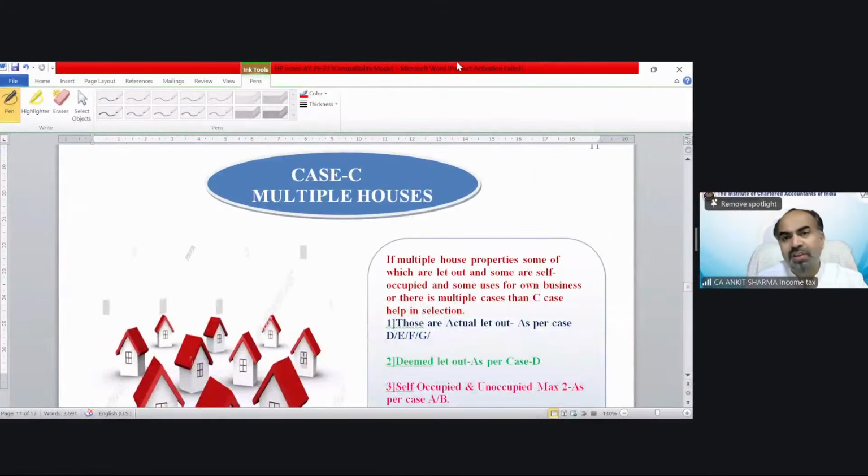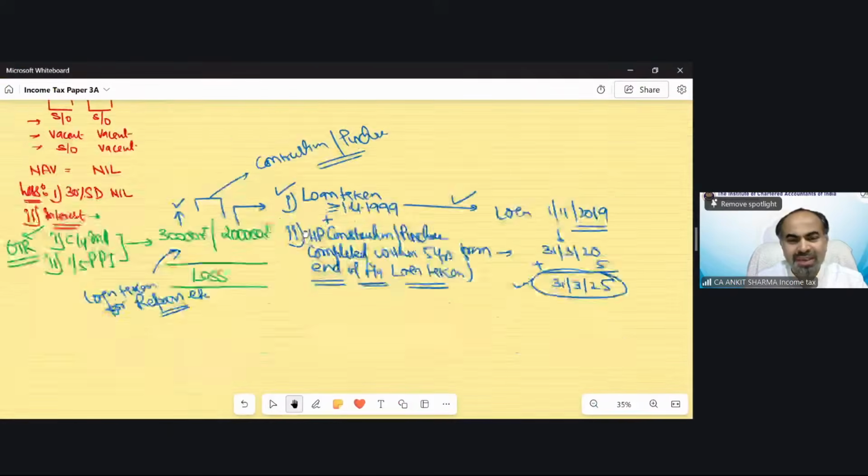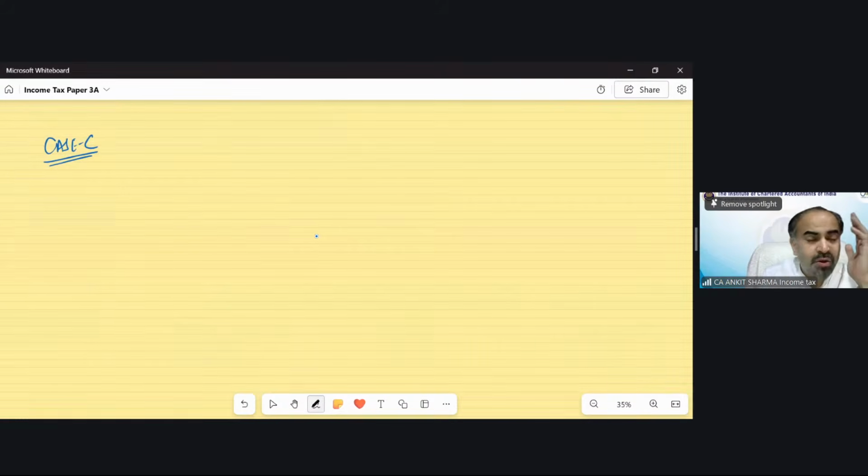Now case number C. A and B we have discussed. Now we will see what case number C is. Case number C is not technically a solution case. It is just the selection case. It says when you have multiple houses and you are using those multiple houses for multiple purposes.